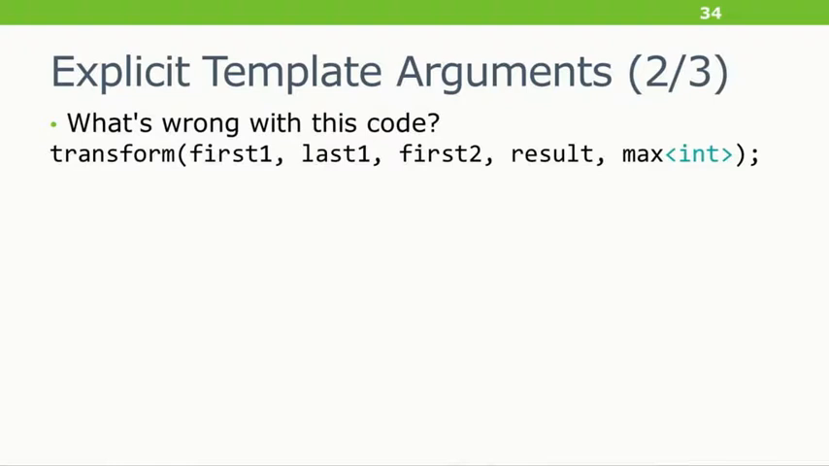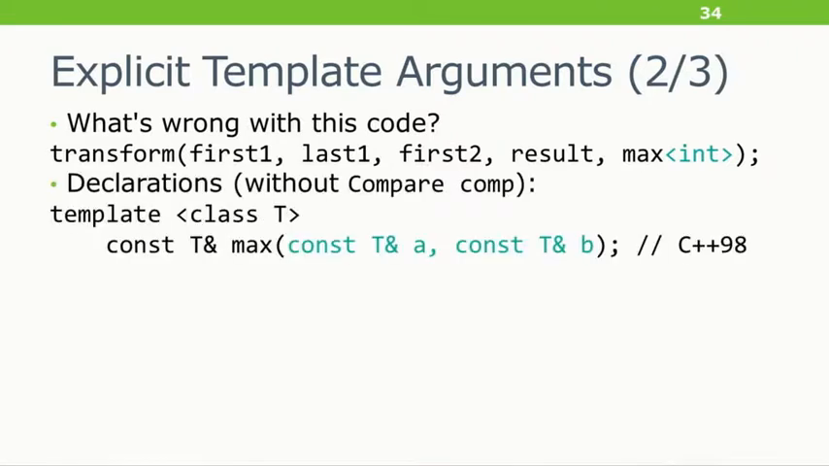So if I just say max by itself, it'll fail to compile. The compiler will say, hey, I don't know which signature of max you want. So the user has helpfully said, OK, I know which max you want. You want the max for int. This compiles in C++98. So it's good code, right?